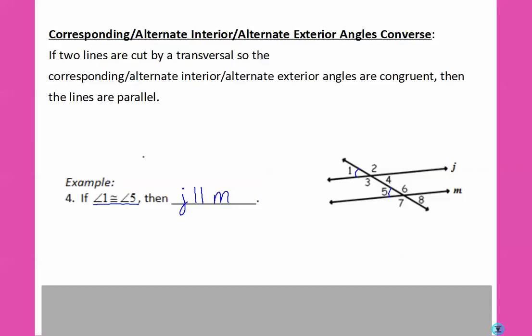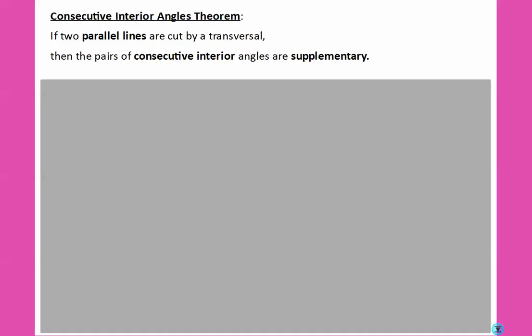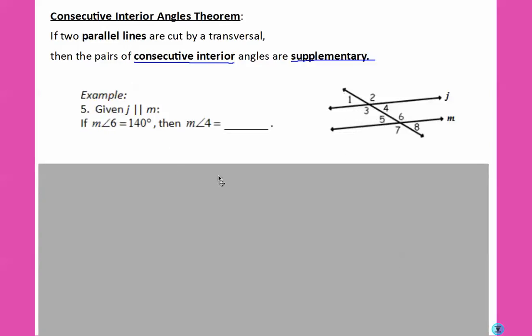Our next theorem: if two parallel lines are cut by a transversal, then the pairs of consecutive interior angles are supplementary. So, given that J is parallel to M, I'm going to mark my lines to show that they're parallel.